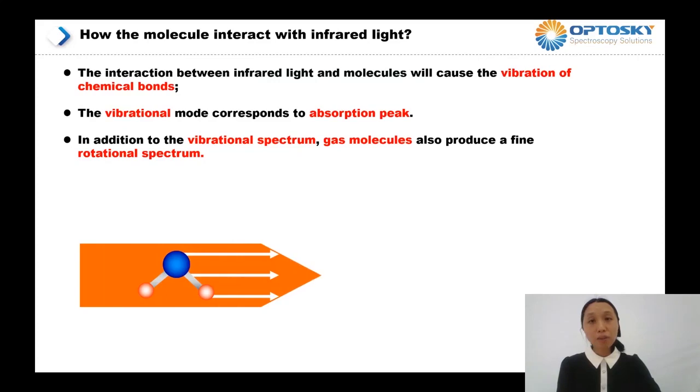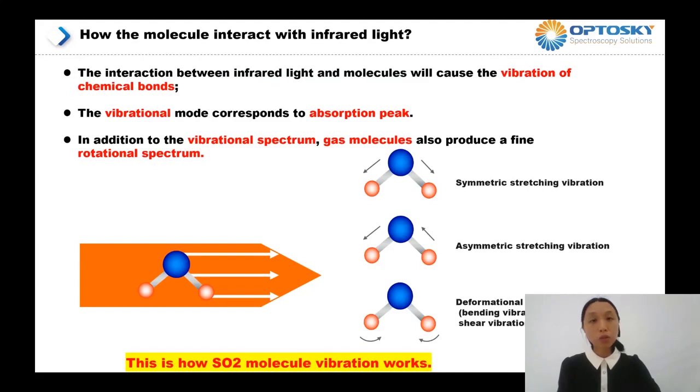First, the interaction between IR light and molecules causes vibration of chemical bonds, and each vibrational mode corresponds to an absorption peak. In addition to the vibrational spectrum, gas molecules also produce a fine rotational spectrum. For instance, this is how sulfur dioxide molecule vibration works. This is a symmetric stretching vibration, following the arrow directions, and you also have asymmetric stretching vibrations in these directions. You also have deformation, bending vibration, shear vibrations, etc.